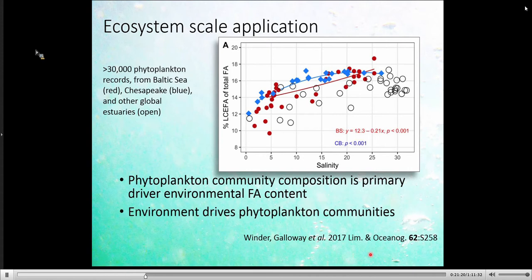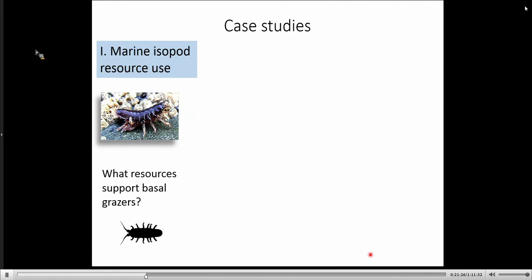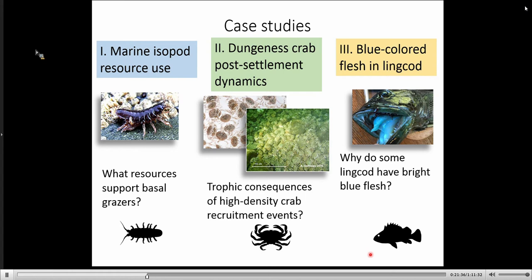Okay, so that was my intro, and it took 25 minutes. So the rest of the talk is really just a couple of case studies that I want to talk about: first of all, isopods and resource use, Dungeness crabs, and some interesting observations we've made in the field, and a very short minuet on the blue-colored flesh and lingcod. The last one is a much shorter case study. But I just wanted to talk about some of the things that we've been doing with these traditional and novel approaches for looking at food webs.